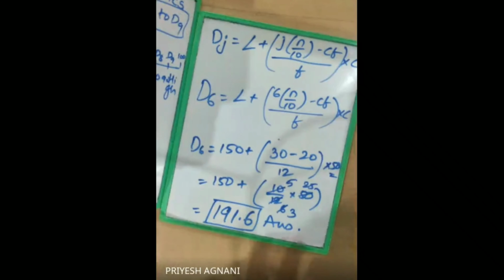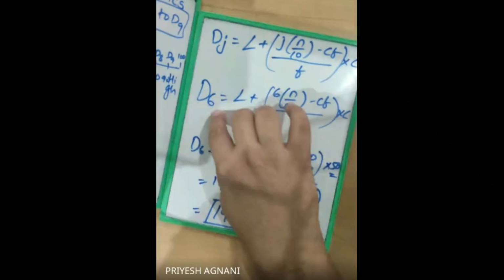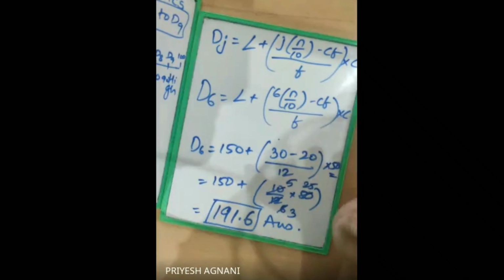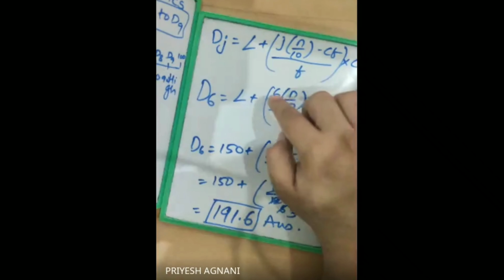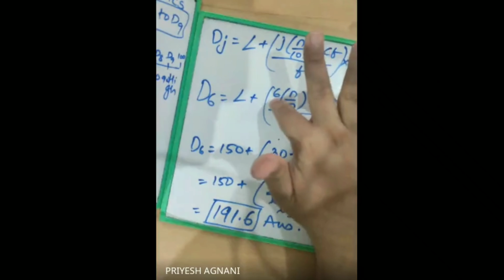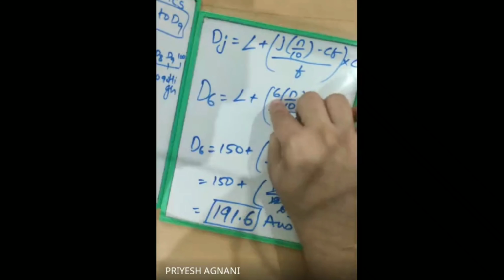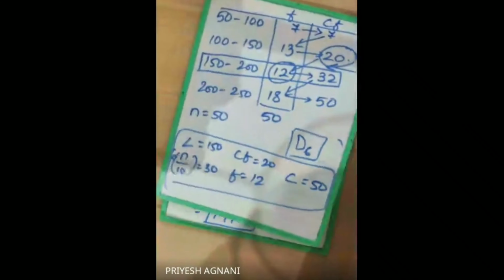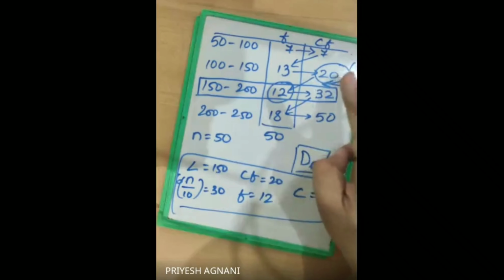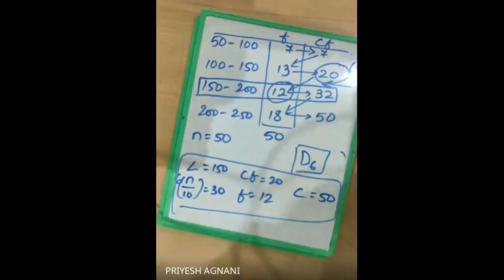This is how we have to find deciles. I have found for D6, but in exams it can come from D1 to D9. Any question can be asked. So whenever there is D6 over here, you have to put 6. If it is D7, you put 7. If it is D3, you put 3. Similarly, for finding the class also, you have to find 3n upon 10 if it is D3. So this is the topic for deciles.